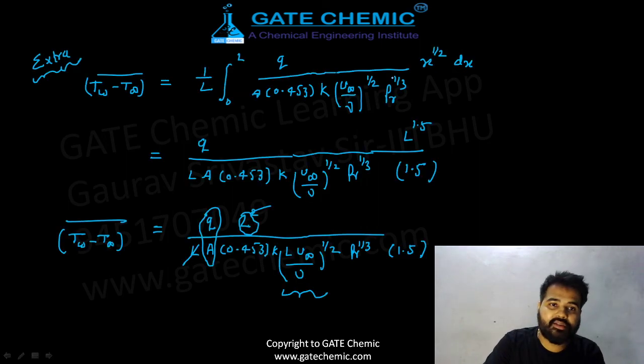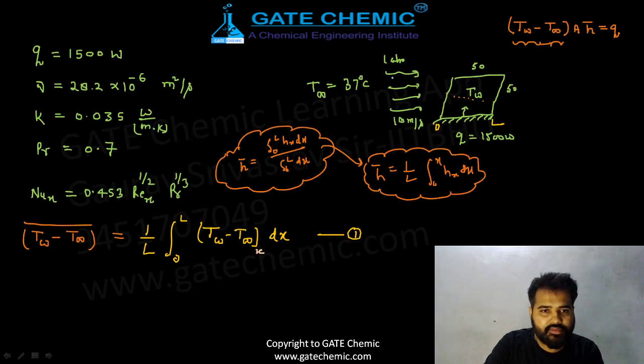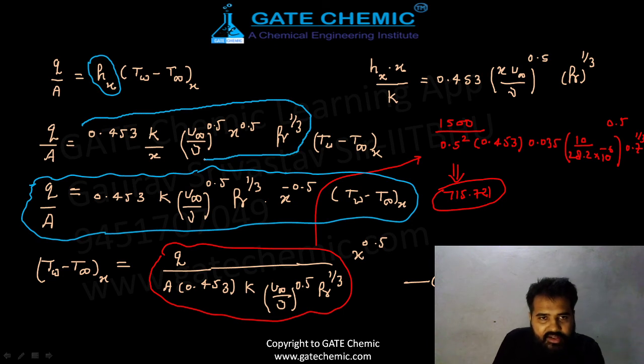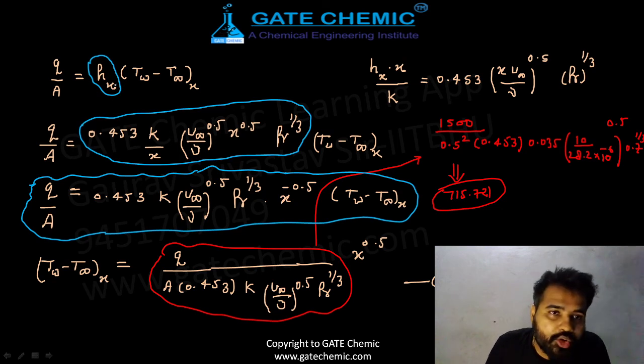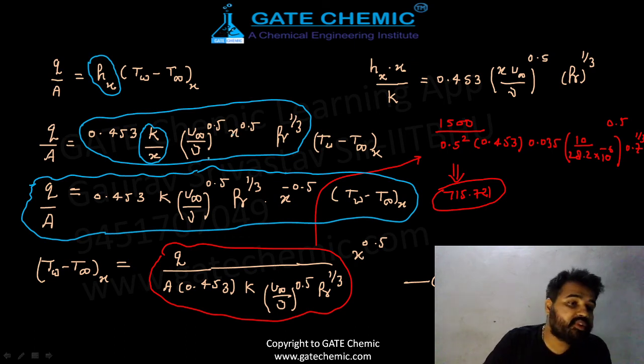Now see here beta, see this equation. This is your Hx and this is your Hx. Am I correct? Just tell me yes or no. If you are going to put x equals to L, what will you get? This as k by L, and this L to the power 0.5 will give you Re_L. This is Prandtl number 1 by 3. Am I correct, beta? Just tell me yes or no.